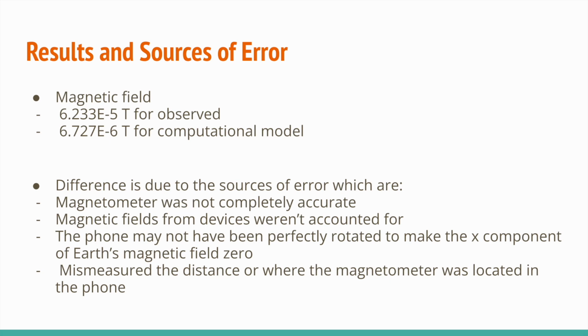This difference is due to the sources of error, which were that the magnetometer was not completely accurate and varied a lot when we were trying to determine the magnetic field. The magnetic field from other devices in the area wasn't accounted for. The phone may not have been perfectly rotated to make the x component of Earth's magnetic field 0, and there may have been some mismeasurements of the distance or where the magnetometer was located in the phone.